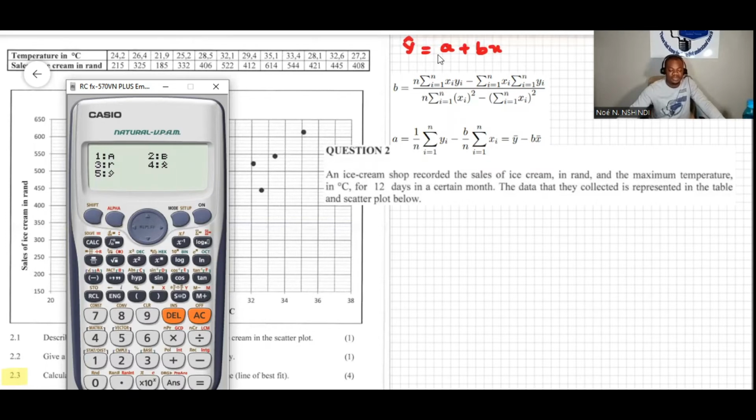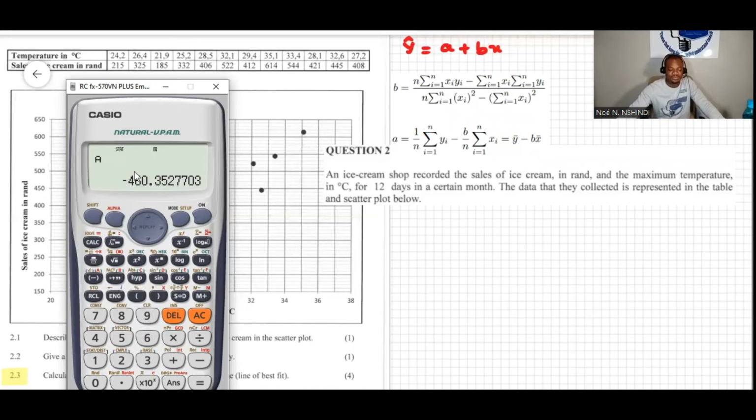In my formula here, we have y equal to a plus bx. I need first to find the value of a. So a is there by 1. I'm going to press 1 there for a, and then I press equal to, and this will tell me the value of a.